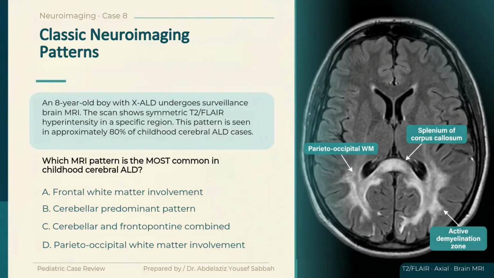Case 8. An 8-year-old boy with X-linked adrenoleukodystrophy undergoes a surveillance brain magnetic resonance imaging. The scan shows symmetric T2 and FLAIR hyperintensity in a specific region, and this pattern is seen in approximately 80% of childhood cerebral adrenoleukodystrophy cases. Which magnetic resonance imaging pattern is the most common in childhood cerebral adrenoleukodystrophy cases?